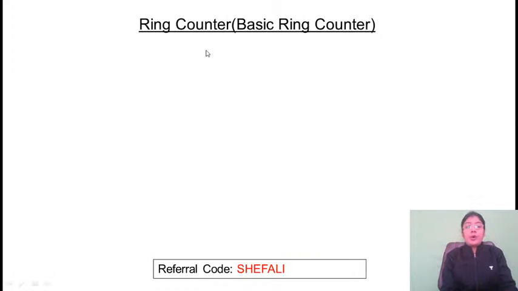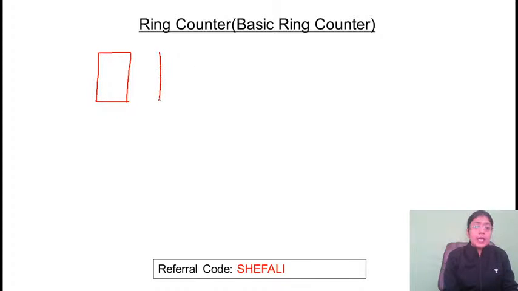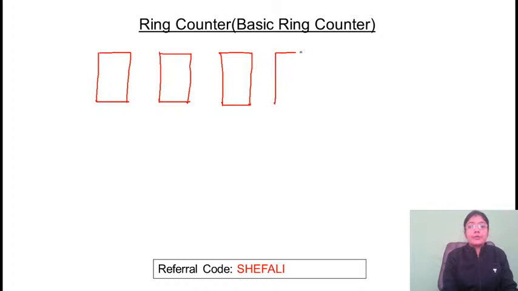Now, I want to construct a ring counter. The difference between the ring counter and the Johnson ring counter: this is serial in, serial out. We have already discussed the serial in, serial out register. So let's consider a 4-bit ring counter. What does 4-bit mean? We need to take 4 flip-flops. I'm taking 4 D flip-flops, delay flip-flops, D3, D2, D1, D0.